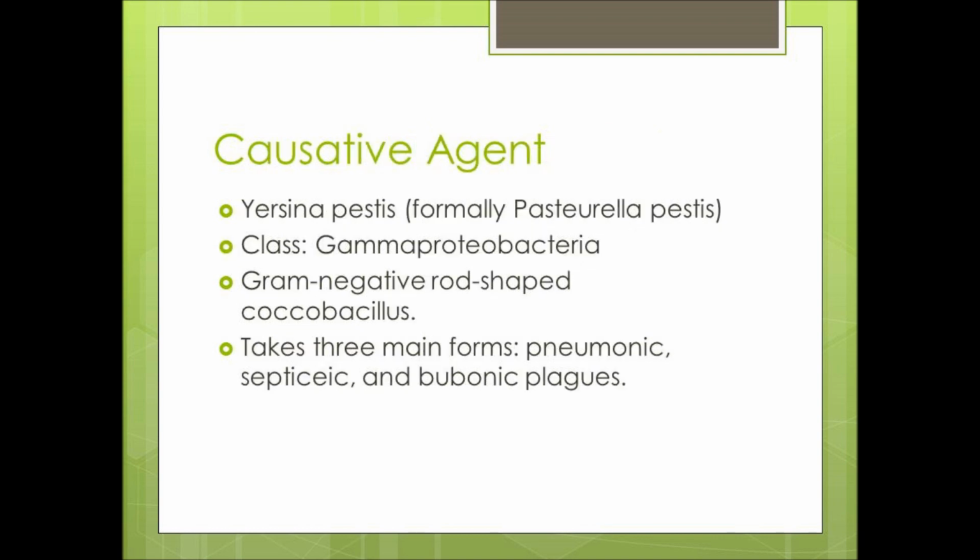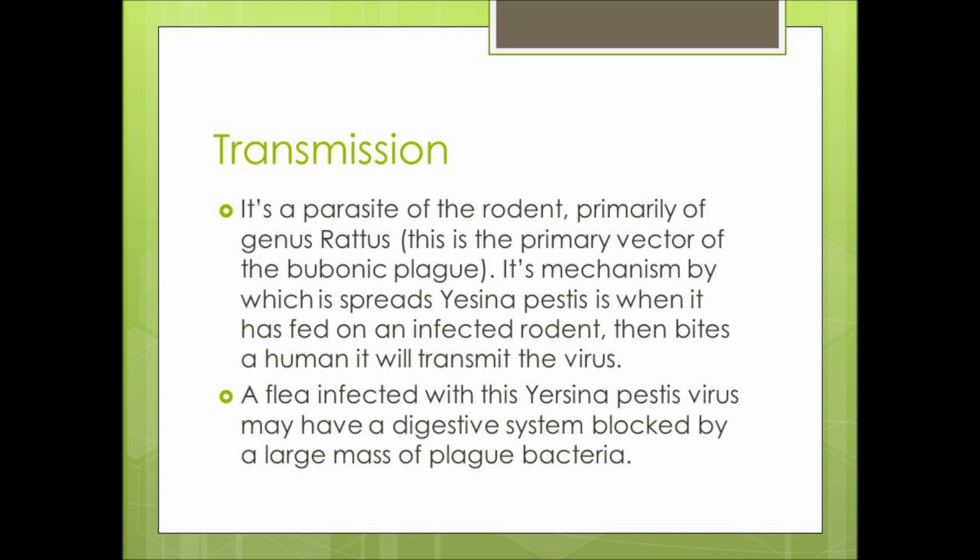The causative agent of the bubonic plague is Yersinia pestis, formerly known as Pasteurella pestis. It belongs in class Gammaproteobacteria. It's a gram-negative rod-shaped coccobacillus, and it takes three main forms: pneumonic, septicemic, and bubonic. The transmission of the bubonic plague is through the parasitation of rodents, primarily of genus Rattus.